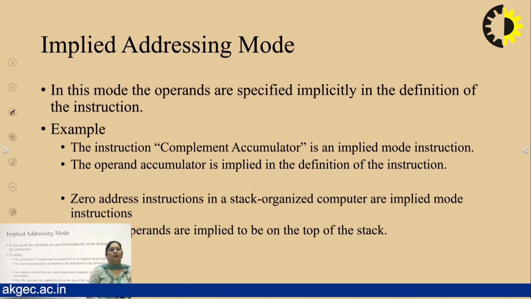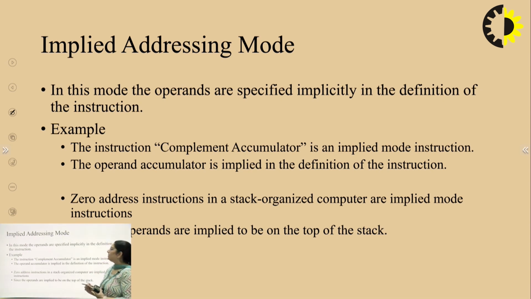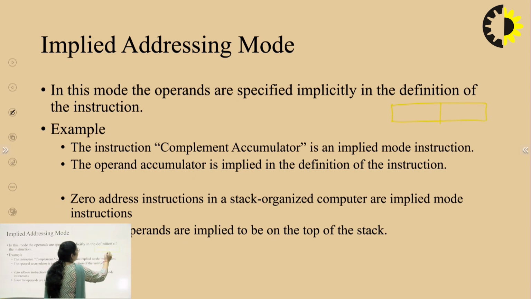The first addressing mode that we will discuss is the implied addressing mode. Implied addressing mode says that if we have an instruction where we have an opcode and an address field, in this address field we are specifying the operand implicitly in the instruction.